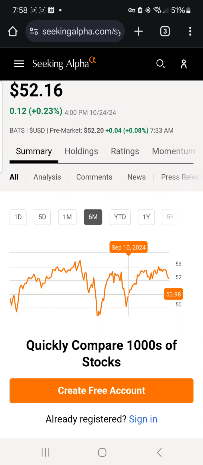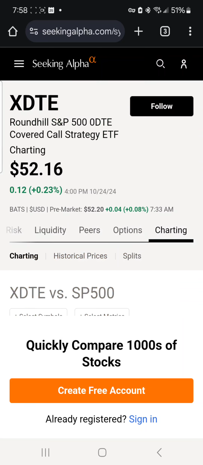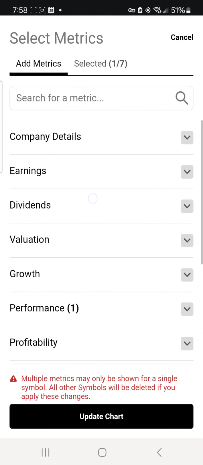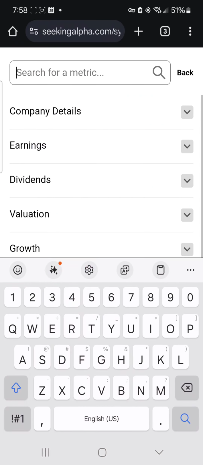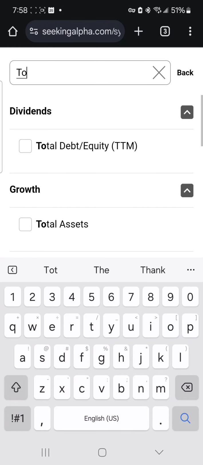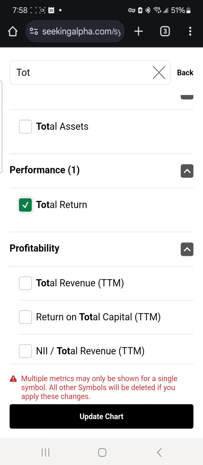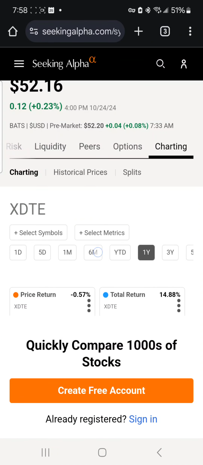You go to Seeking Alpha. I don't have a subscription, so you don't have to have a subscription to use this tool. You toggle to the right, click on charting, and then you see here where it says plus select metrics. You press on that, go to the search box and type in TOT because you're looking for total return. You check the box for total return. You press update chart and look at this magic right here.